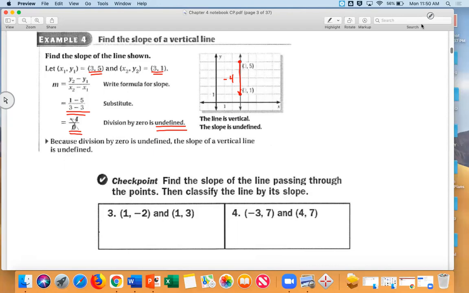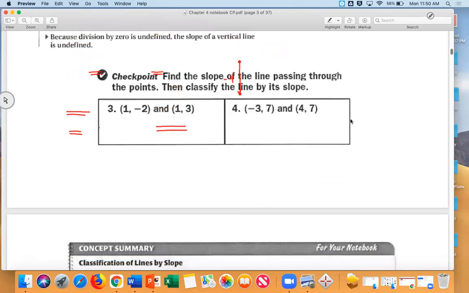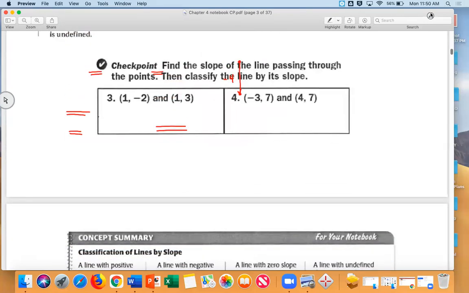Now, you guys have 2. I want to know the slope of these 2 lines right here. So everybody go ahead and find the slope of those 2 lines. Follow the steps, label your points.